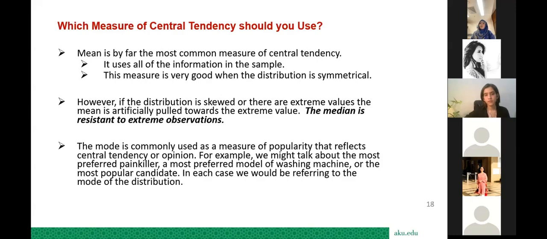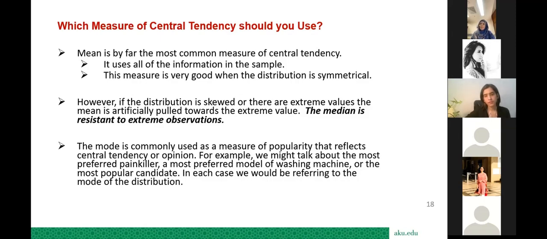So now the question arises: which measure of central tendency should we use? Generally, mean is one of the most commonly used, because it uses all the information in the sample, and it is a very good measure only when your data is normally distributed, that is, symmetrical. We'll go through SPSS, and I'll let you know how to check whether your data is normally distributed or not.